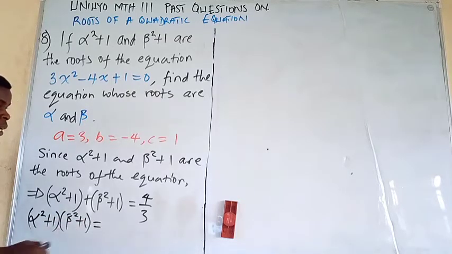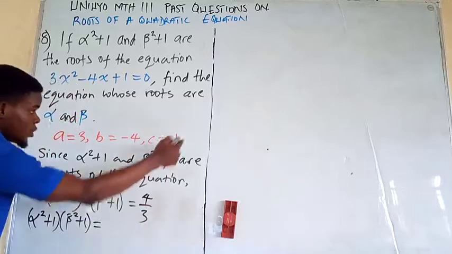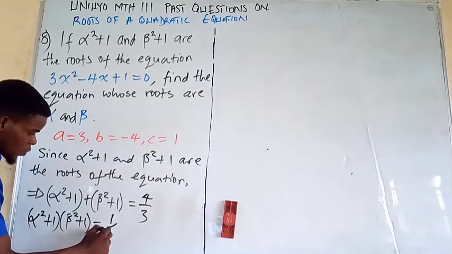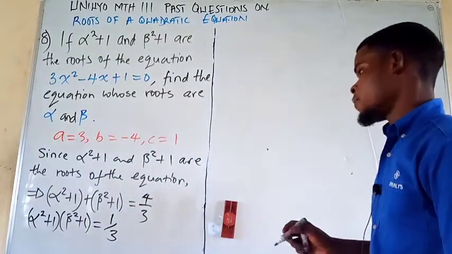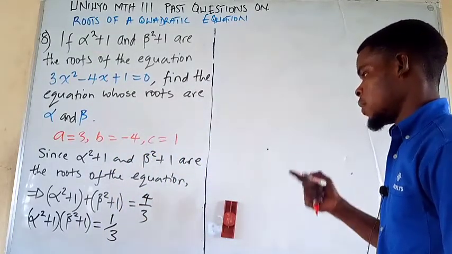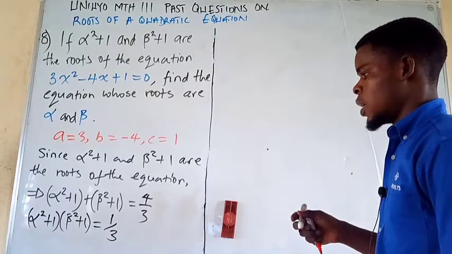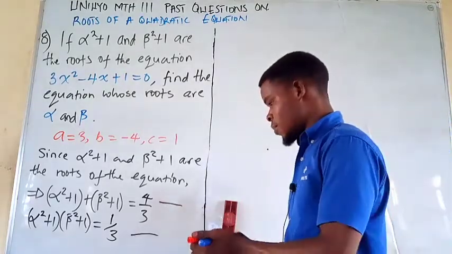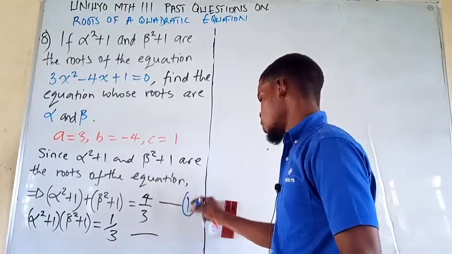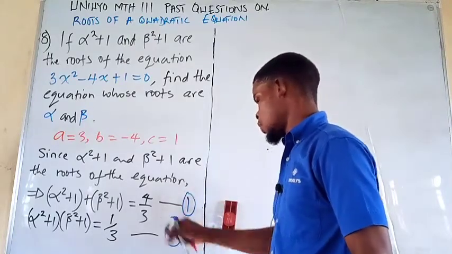And again, their product, that is alpha squared plus 1 times beta squared plus 1, will just give us positive c over a, where c is just 1 and a is 3, that is just 1 over 3, right? Okay, so that is very nice. We have that their sum will be 4 over 3 and the product will just be 1 over 3. Let me go ahead and give these guys some names. Let me call this 1 as usual, and I circle it, and this is 2.